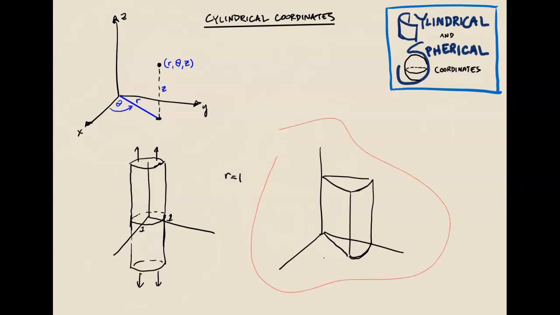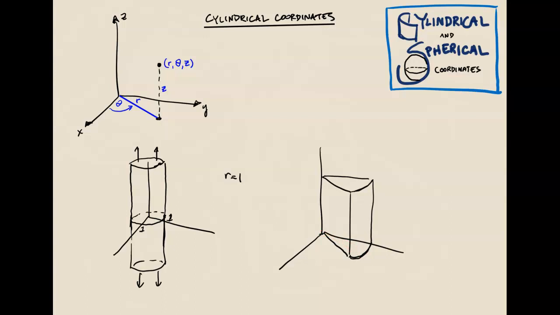Regions that look like this very tall wedge of cheese are also easily described with cylindrical coordinates. This one, for example, seems to be the set of all points where the first coordinate, the r coordinate, is bound between two particular values, 0 and whatever.